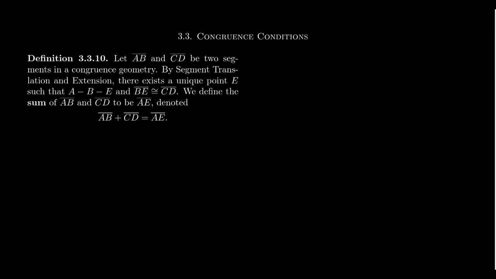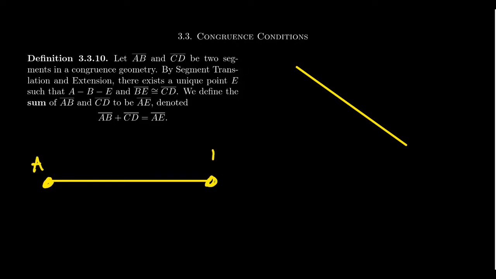Okay, so imagine we have these segments illustrated here on the screen. We're going to have segment AB right there, segment CD perhaps right here. Let me label these so it's easier to follow along. This is segment AB. This will be the segment CD. And we're not assuming any congruence statements about these. These segments are not necessarily congruent to each other or anything like that.